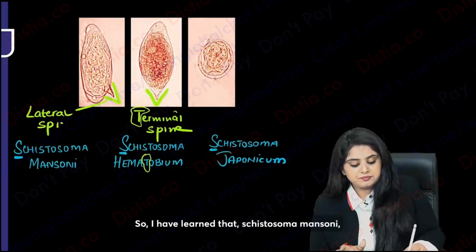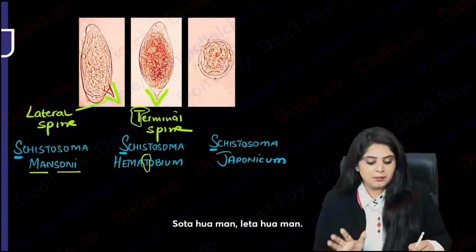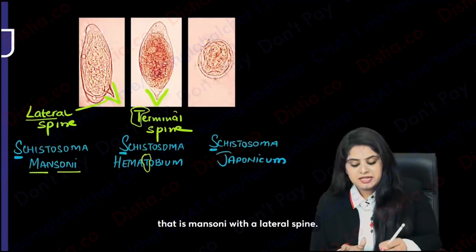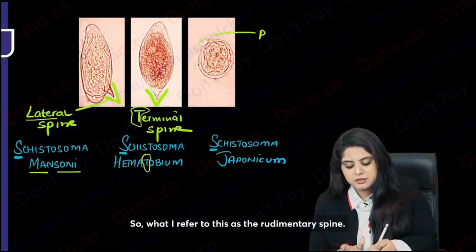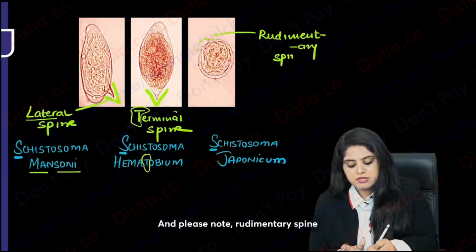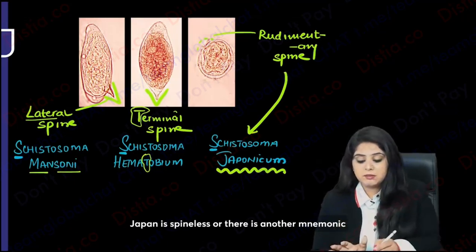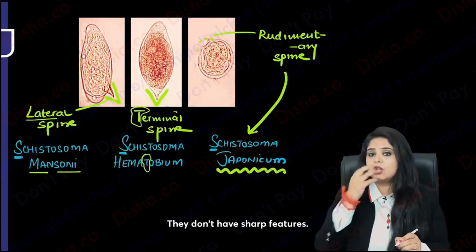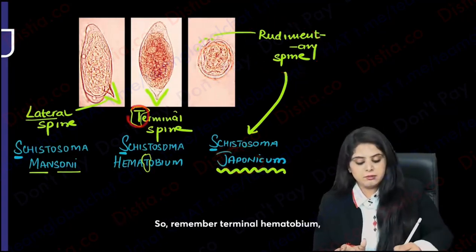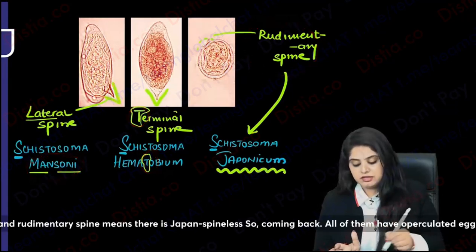So I have learned that Schistosoma mansoni, man and soni, sleeping man, sota hua man, leta hua man. So laterally, leta hua, sota hua man, that is mansoni with a lateral spine. And here you can hardly see a spine, so I refer to this as the rudimentary spine. Please note, the rudimentary spine is going to be seen with japonicum. Japan is spineless. Or there's another mnemonic where people say Japanese people have round faces, they don't have sharp features, but I feel Japan spineless, you can remember it that way too. So remember, terminal is haematobium, lateral is leta hua sota hua man, and rudimentary spine means Japan spineless.